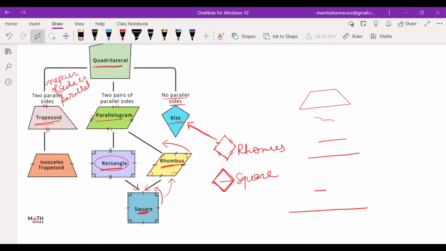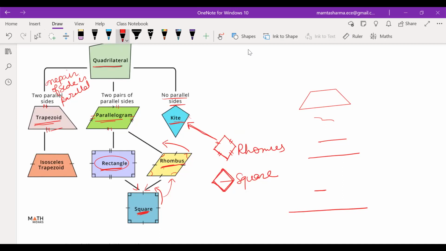Quadrilateral is divided into three families. One is trapezium, the other one is parallelogram, and the last one is kite. And parallelogram is again divided into two types, rectangle and rhombus. And rectangle and rhombus can take the shape of a square.